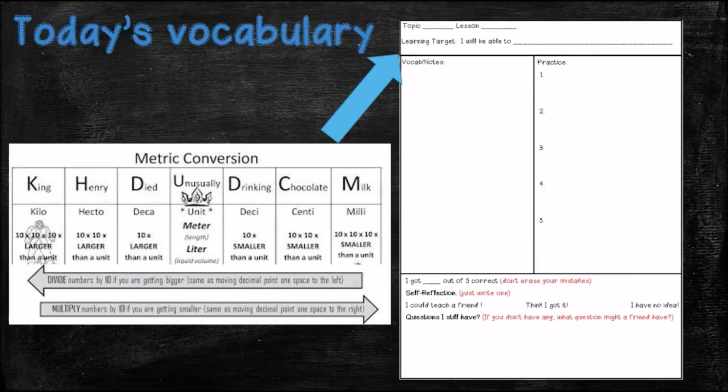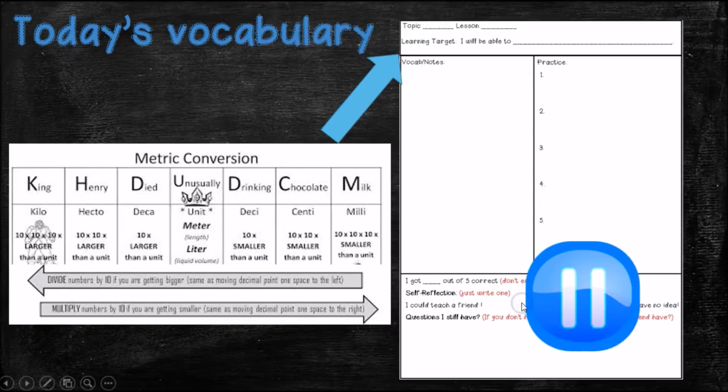Today's vocabulary, well, it's the same thing that we've had for quite a few days. King Henry died unusually drinking chocolate milk. If you can remember that, you don't need to write it down, but if you're still working on memorizing it, remember it always helps to write things down a couple of times.